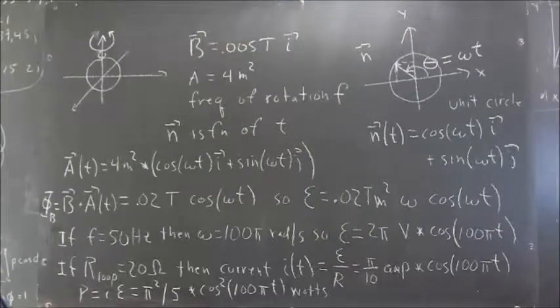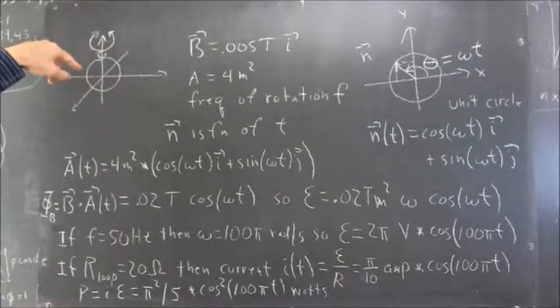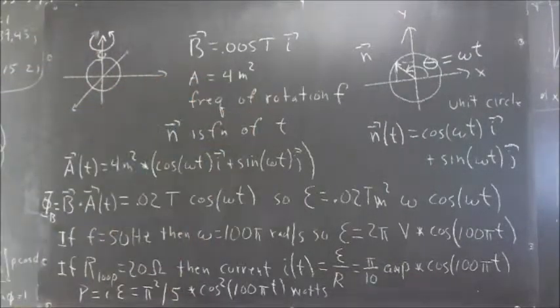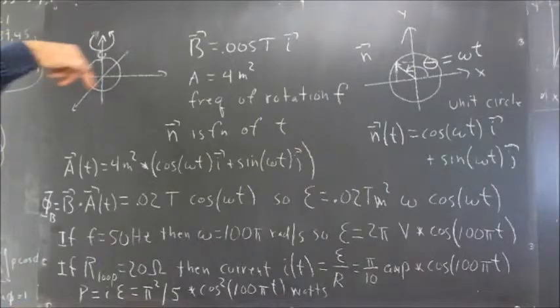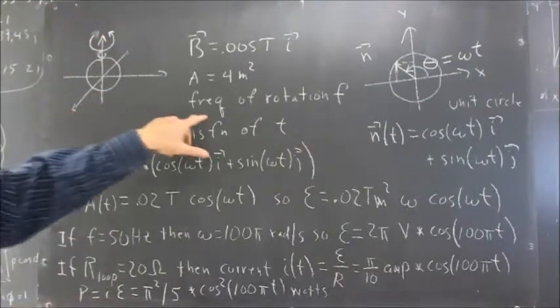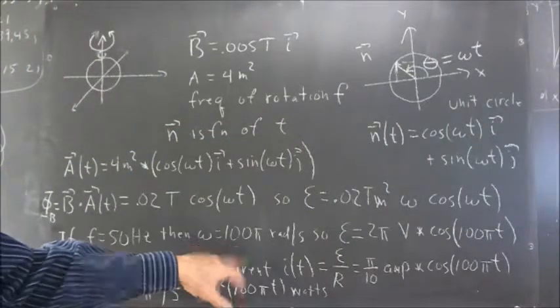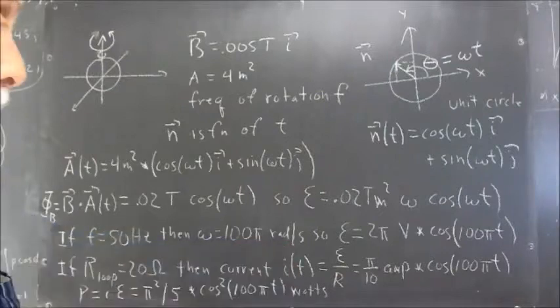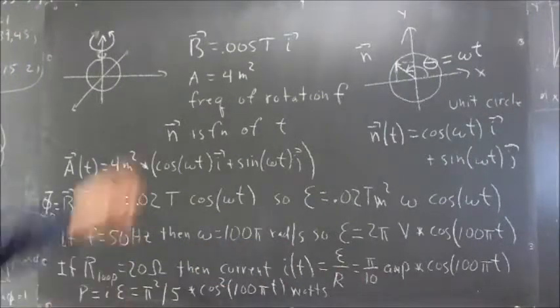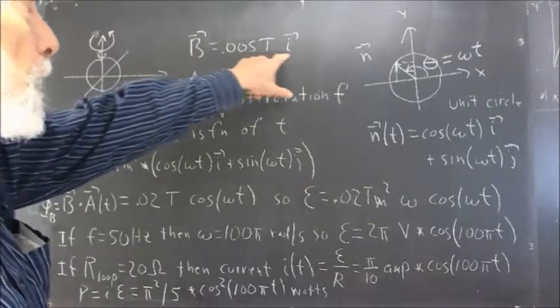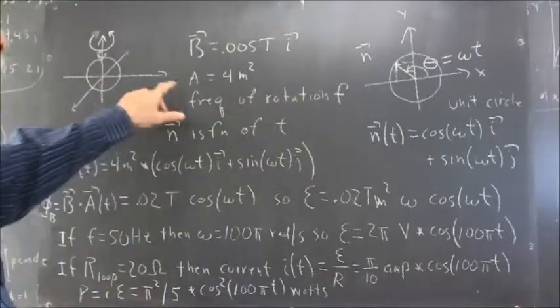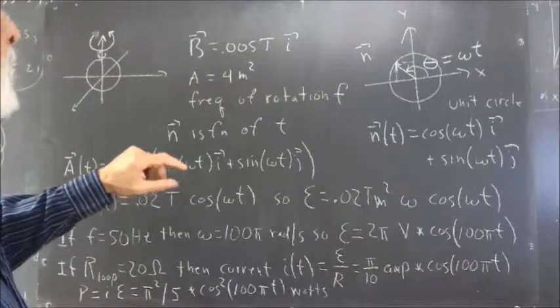Okay, now we consider a loop, area 4 square meters, rotating about the z-axis, with some unspecified frequency at this point. But then I'll specify an angular frequency of 100 pi radians per second, just as we had previously. The magnetic field is 0.005 Tesla times i. The area is 4 square meters.